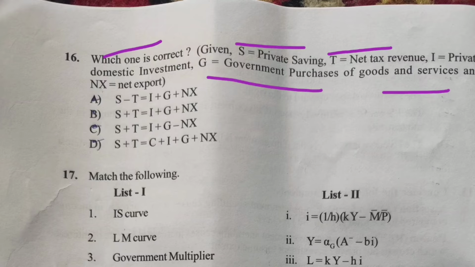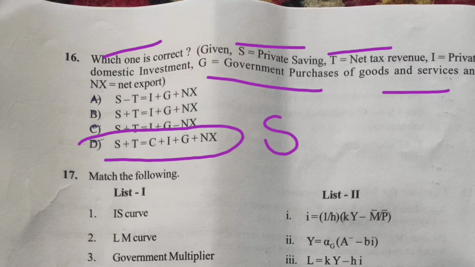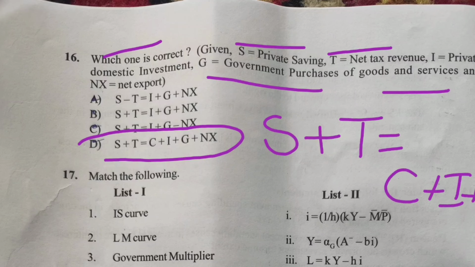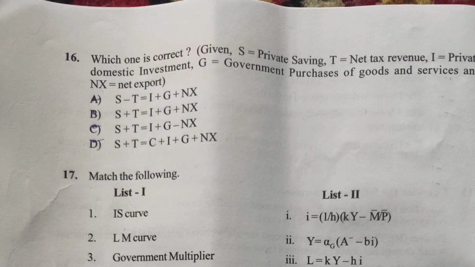So it should be this fourth one, that is private savings plus net tax revenue should be equal to the consumption plus investment plus government spending and net exports. This is correct.